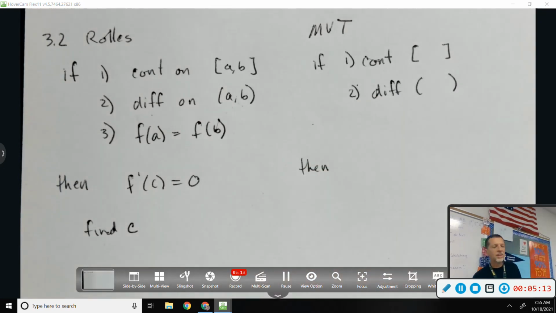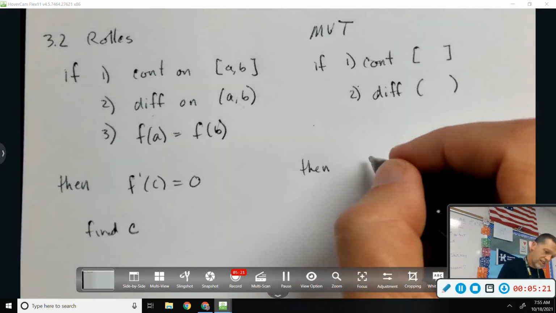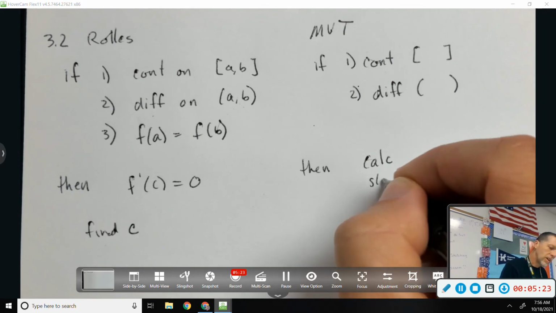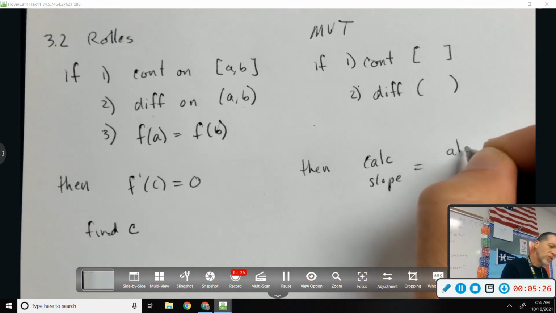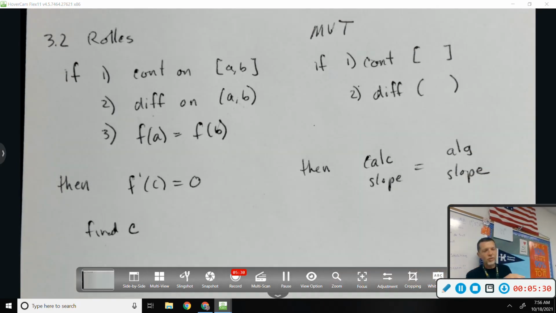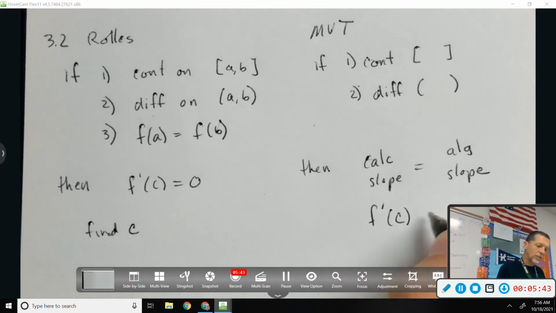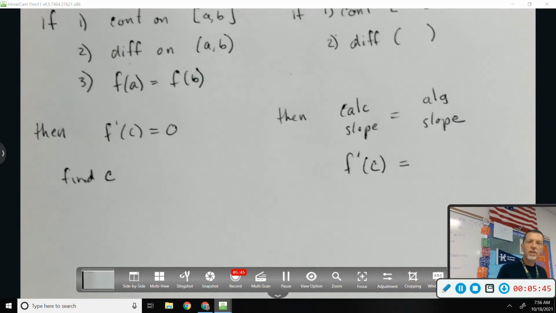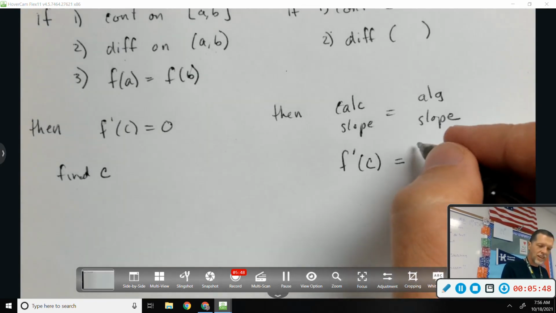But the conclusion is a little bit more complicated. Calculus slope equals algebra slope. Now that's true. That's probably not enough to finish the problem. So what's the symbolic way to say calculus slope? What's the formula, or what do I write next? f prime at c. That's where we don't know what we're looking for. Equals algebra slope.